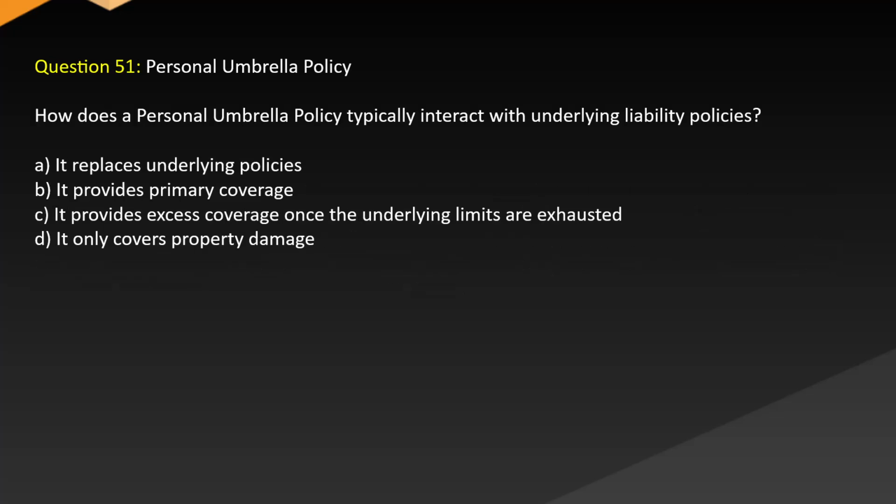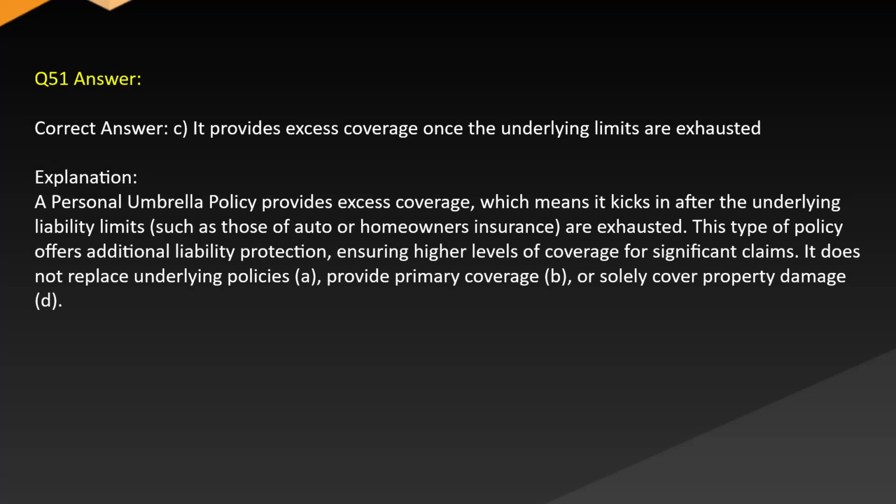Question 51. Personal umbrella policy. How does a personal umbrella policy typically interact with underlying liability policies? A, it replaces underlying policies. B, it provides primary coverage. C, it provides excess coverage once the underlying limits are exhausted. D, it only covers property damage. Correct answer, C, it provides excess coverage once the underlying limits are exhausted.